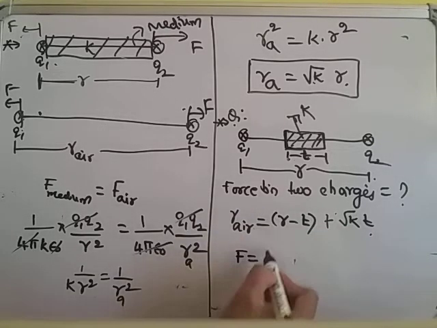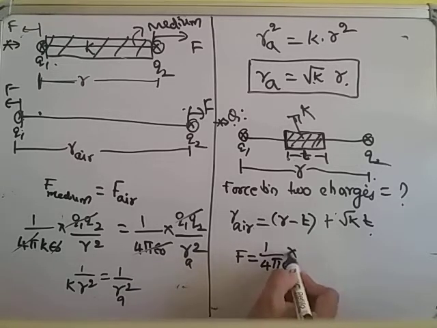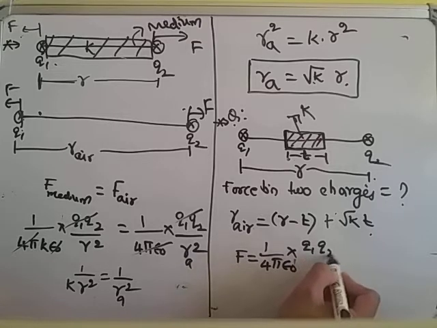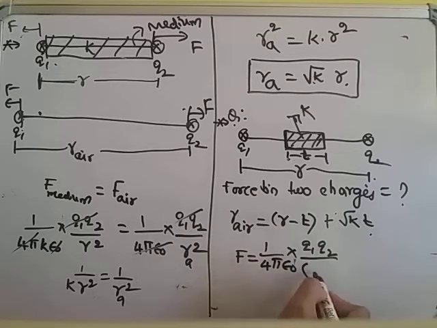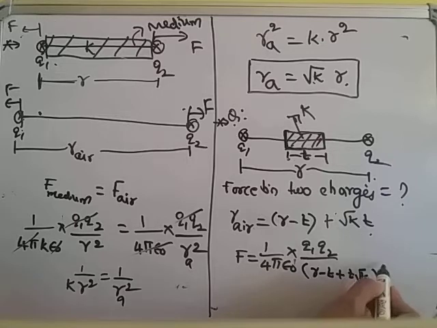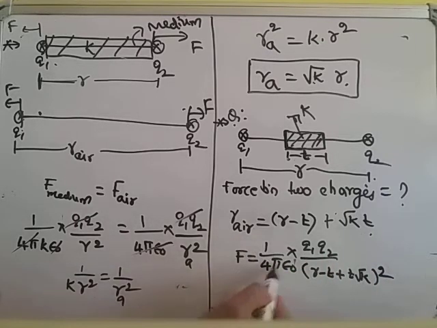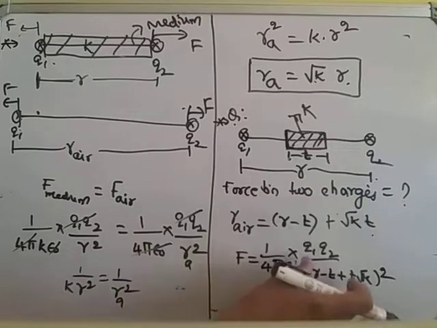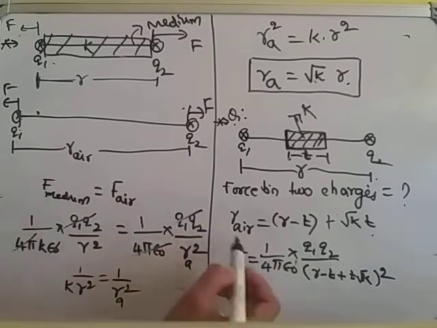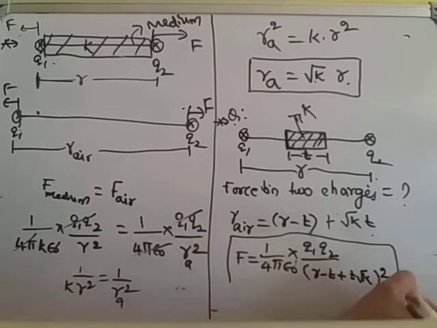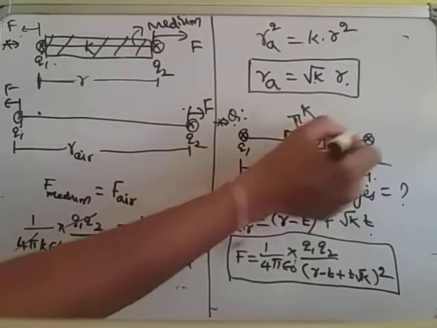Now the formula we know in air, where k is not there, is 1 by 4 pi epsilon naught into q1 q2 by r square. But here the distance in air is r minus t plus t root k, whole square. The formula is 1 by 4 pi epsilon naught q1 q2 by r square, but the distance in air we got is r minus t plus root k t. That's why we got this formula. This is the formula we will use in this situation.